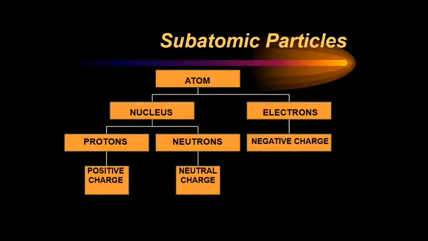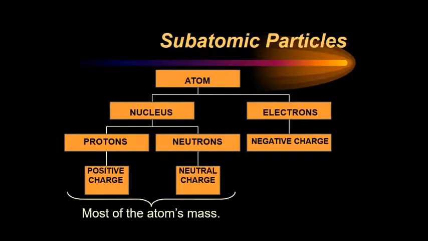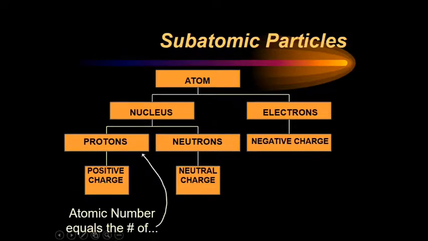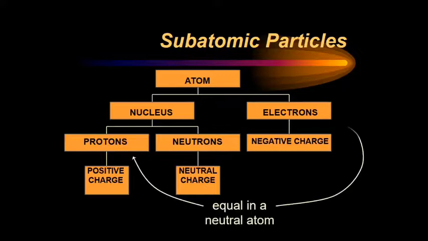So he's introducing you to a couple more terms here. Again, most of the atom's mass is going to be in the nucleus. The atomic number is equal to the number of protons. Atomic number is equal to the number of protons. In this section, we are only going to talk about neutral atoms. So that means your protons will also equal your electrons for a neutral atom.